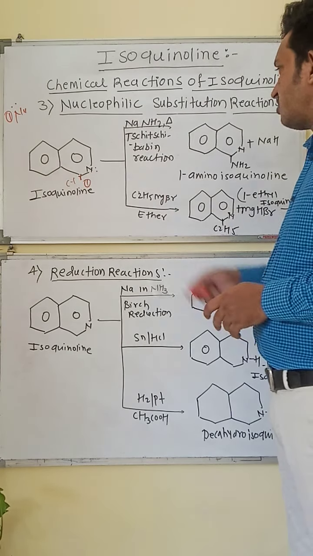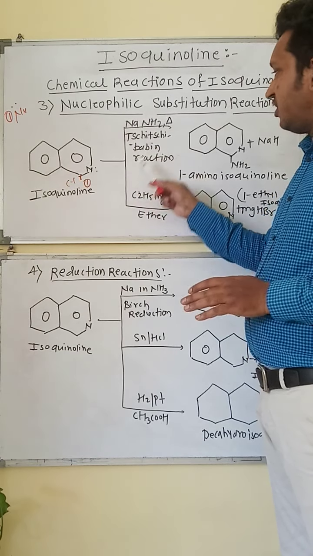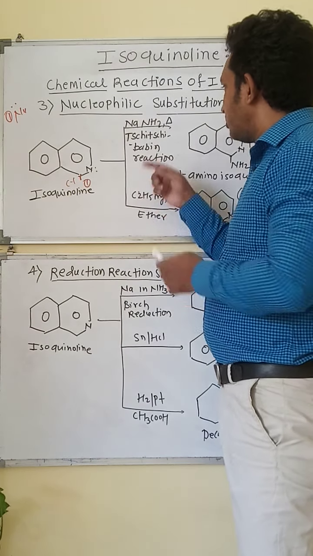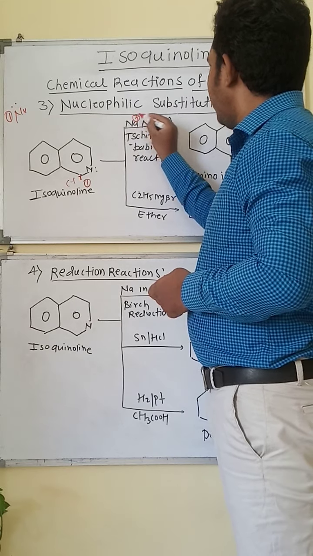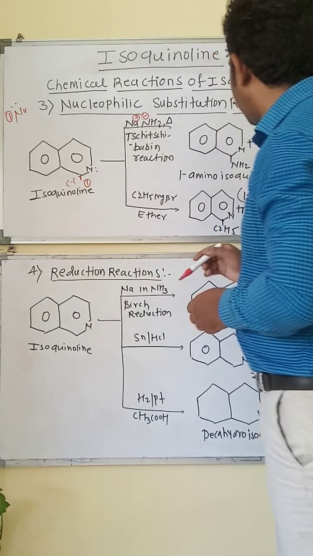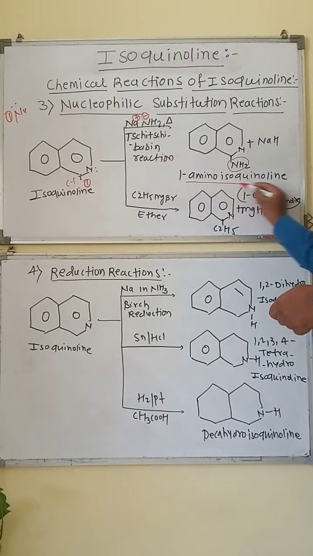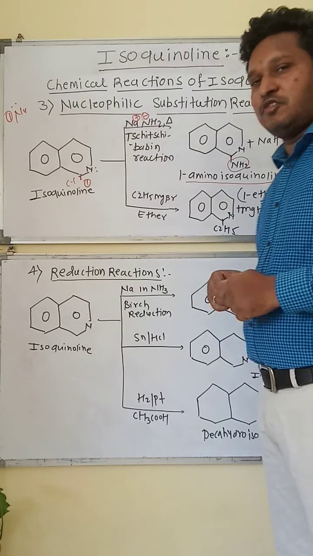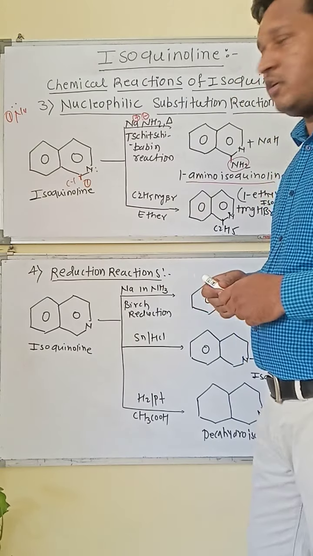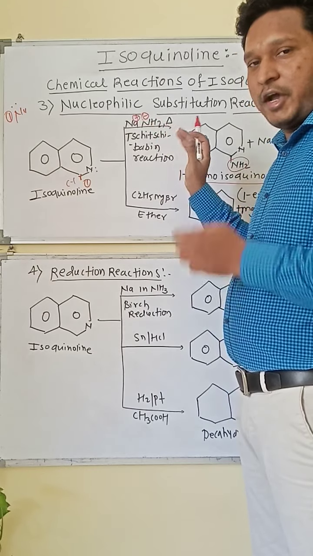The first reaction of nucleophilic substitution is the Chichibabin reaction. The Chichibabin reaction is the reaction with sodium amide, with application of heat, and we get the amino compound, that is 1-aminoisoquinoline. Okay, this reaction is also called amination. So isoquinoline reacts with sodium amide. Look at the sodium amide: sodium positive and NH2 negative ions are present.